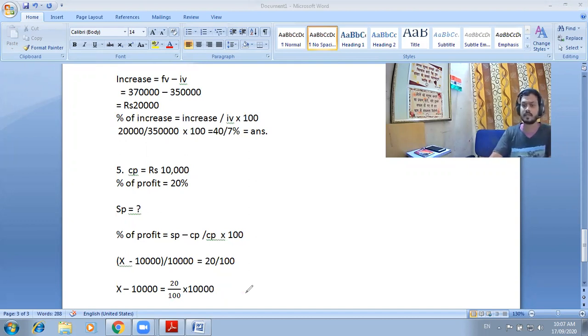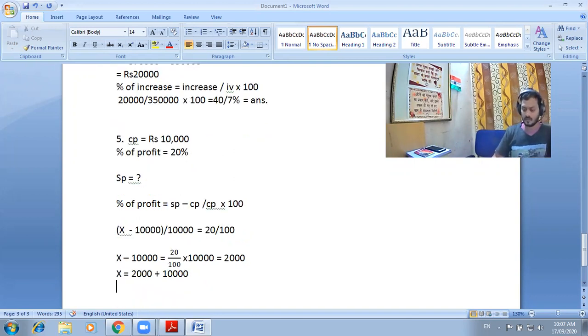So we can write the value here as 2000. Finally, getting the value of X equal to 2000 plus 10,000. We can transfer 10,000 from LHS to RHS and its sign becomes plus. So what is the answer?